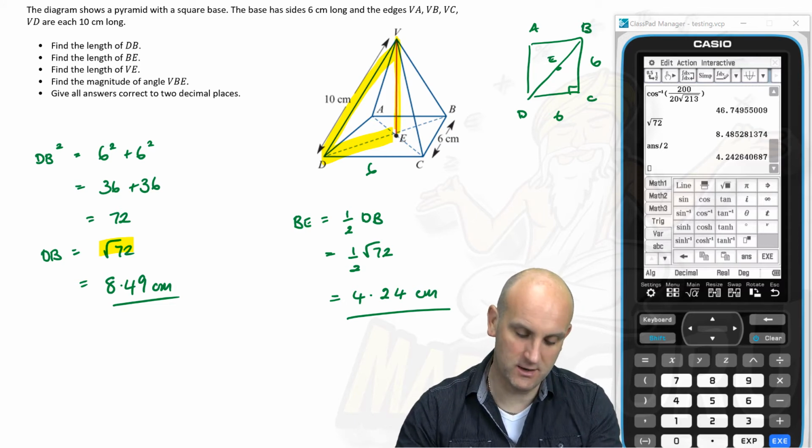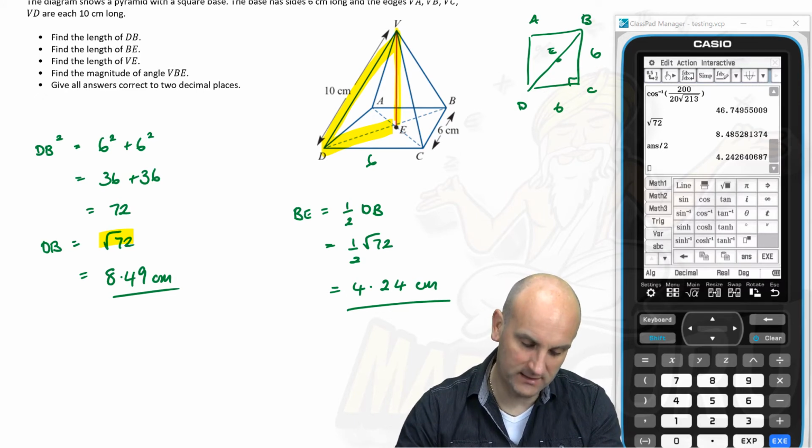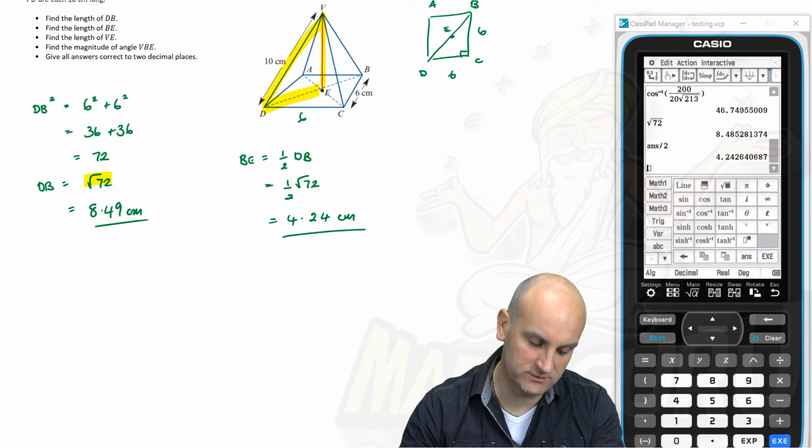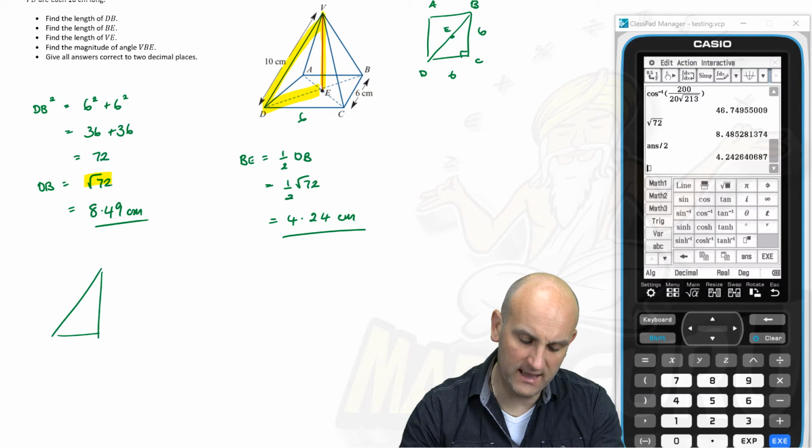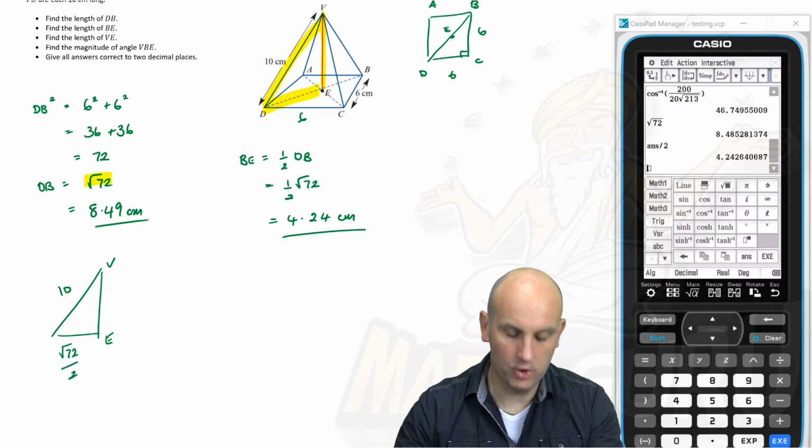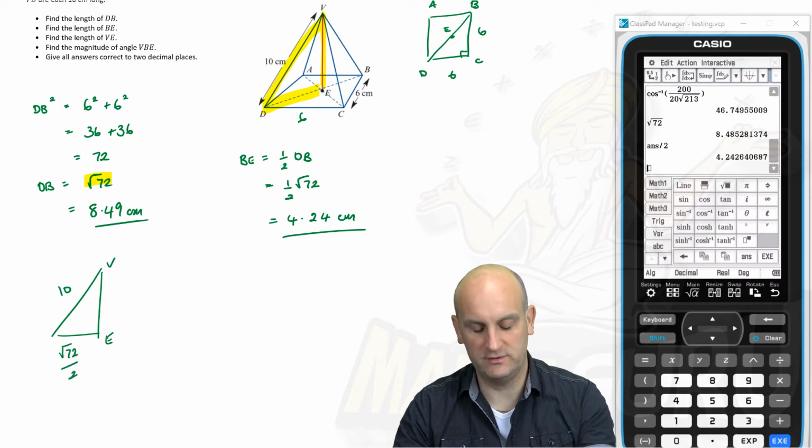I should go. And so I have, he says, let's just zoom in just a little bit or zoom out so that I can now say and draw my triangle. I have this length here as 10. I want this length here as VE. And I know this length here is the square root of 72 on 2, right? It's the same as a half of root 72.